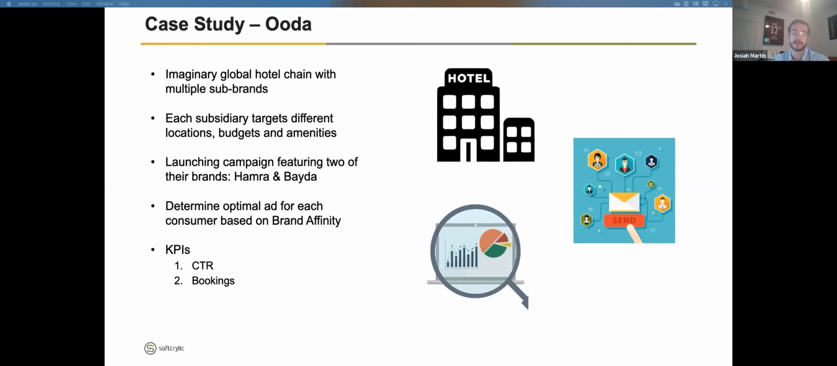And then of course at the end, in order to measure those outcomes, we aligned with the business on measuring the click-through rate from the advertisement, and then of course overall bookings in the end.